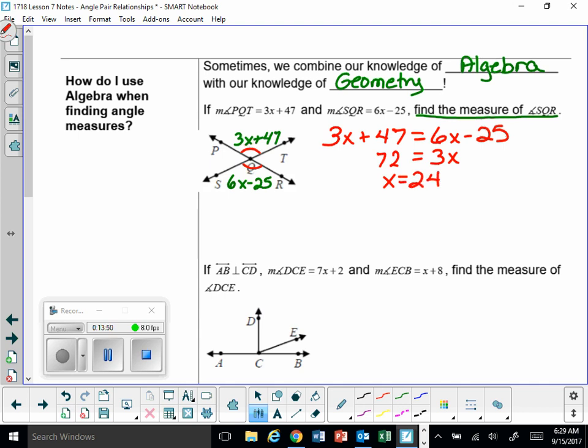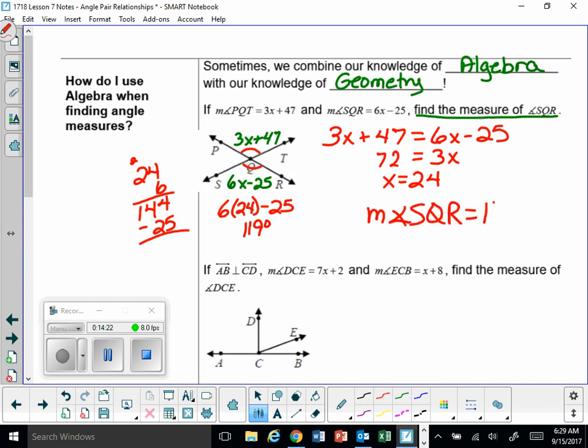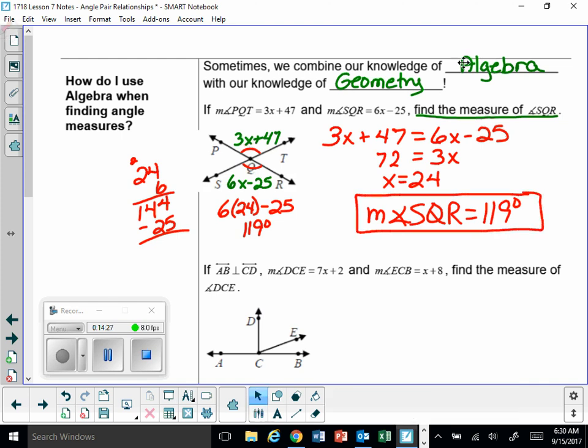To find the measure of SQR, however, we've got to substitute that 24 back into the expression. Now, I think I've done my math correctly. Let me do a little bit over here to the side. Yeah. All right, so the measure of angle SQR is 119 degrees. I want you to pause the video and try the rest of the problems on this page.